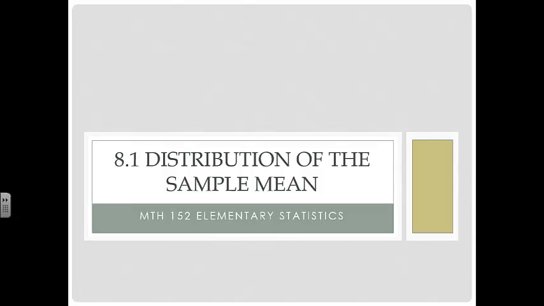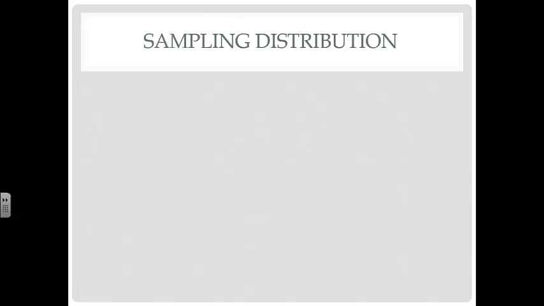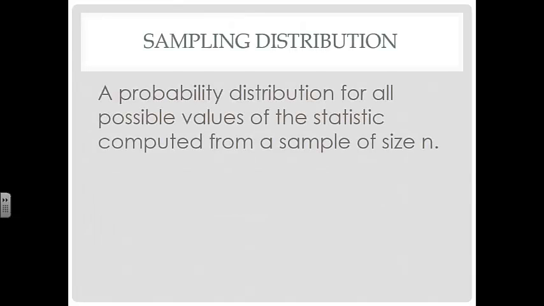8.1. The distribution of the sample mean. A probability distribution for all possible values of the statistic computed from a sample size of n is called a sampling distribution. When we take a sampling distribution of the sample mean, there are 3 steps we need to follow.